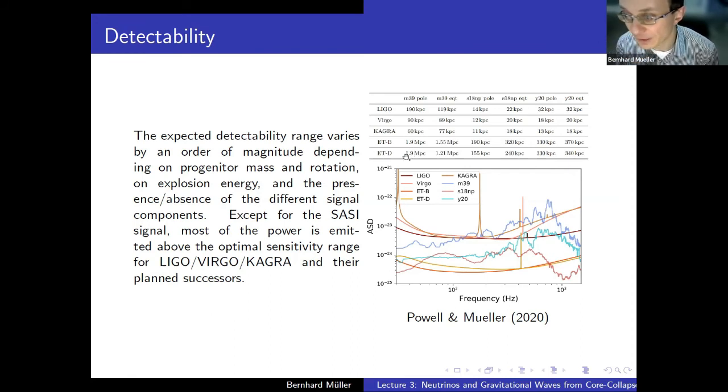If you had something like triaxial instability that is sustained over a long time, then maybe you get even luckier. But for, let's say, the garden variety of models, which have just the convection driving the G modes and the SASI and perhaps a rotational bounce signal, these are the ballpark numbers that you could reach. And one big problem, of course, is that the bulk of the emission is often in this region of several hundred hertz, so not in the optimal detectability range for current and planned detectors.